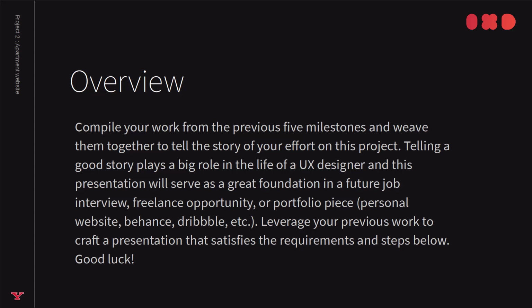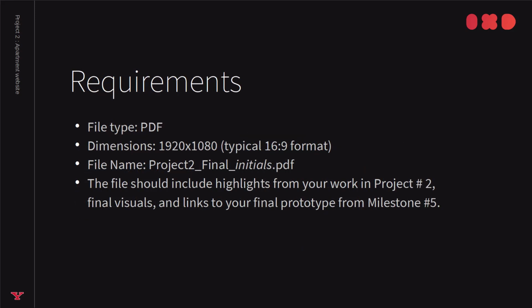So this is your final package. There shouldn't be any incompleted work or incompleted examples here. This should be the final culmination of everything that you've done for project number two, to compile your work from the previous 5 milestones. As we talked about, we've layered in new milestones and new deliverables for this project by way of IA mapping and the design system or style guide that you're creating. Weave those all together to tell a story of your efforts on this project.